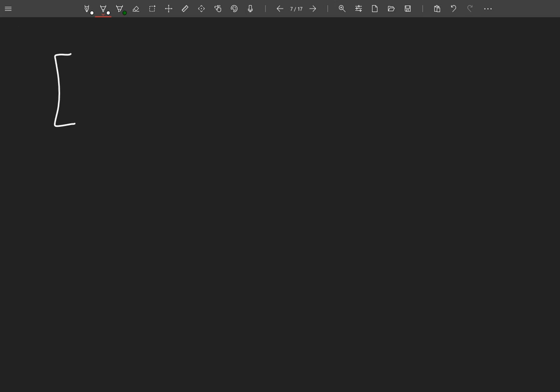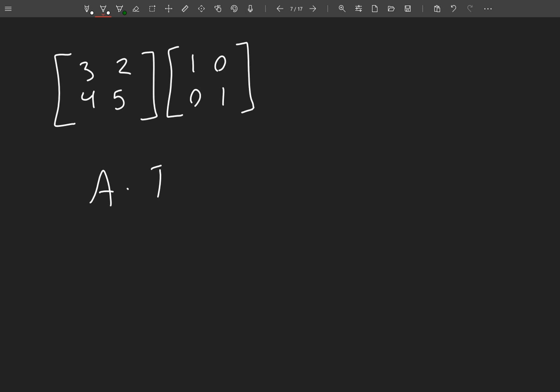I'm just going to take any matrix, it doesn't matter what: 3, 2, 4, and 5. I'm going to multiply it by the identity matrix. My claim is that it works just like 1. In other words, A times this identity matrix, we're going to use an I, is going to give me A back. It's not going to change anything. That's my claim. Let's try it.